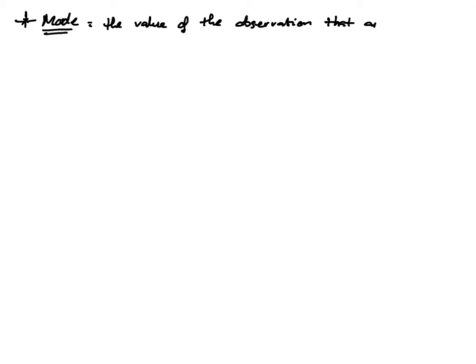Let's now talk about the mode. So the mode is the value of the observation that appears most frequently in a data set.